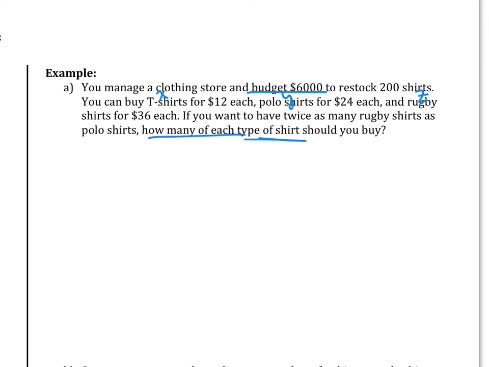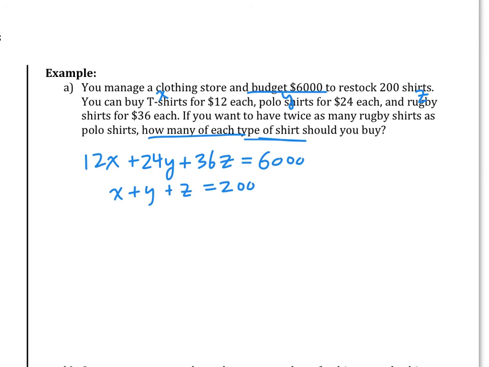So t-shirts cost $12 each, polo shirts are $24 each, and rugby shirts are $36 each, and that total cost is $6,000. And then we want to restock 200 shirts, so that means x plus y plus z is 200. This is the third one.